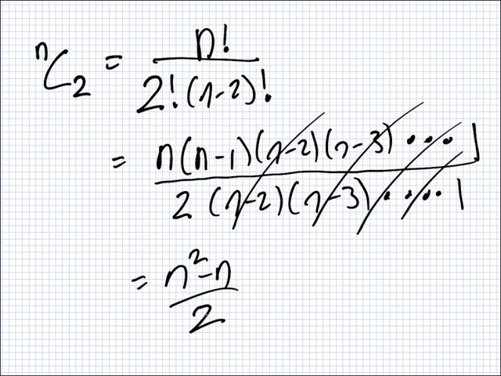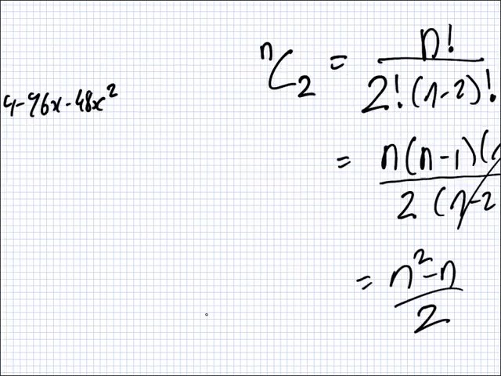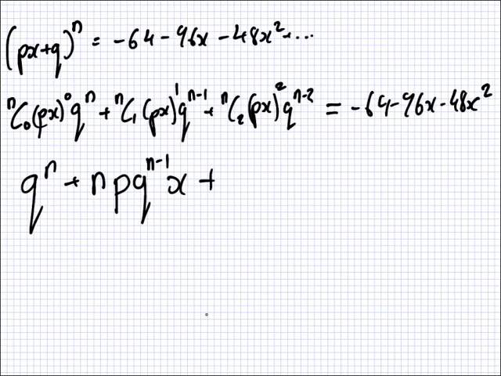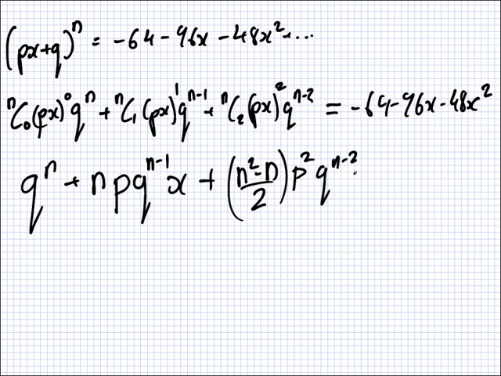Right, you got that? Can we go back to the main part? So, n squared minus n over 2. N squared minus n over 2. Isn't that what I said? P squared q n minus 2 x squared equals the same thing. We'll just write the same.